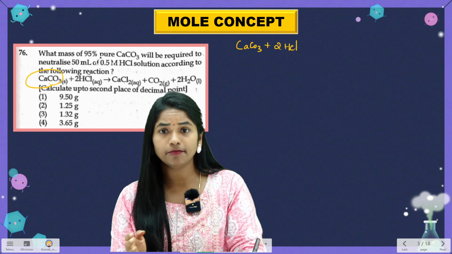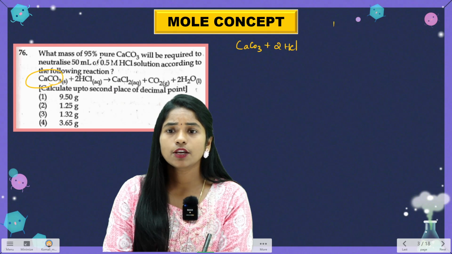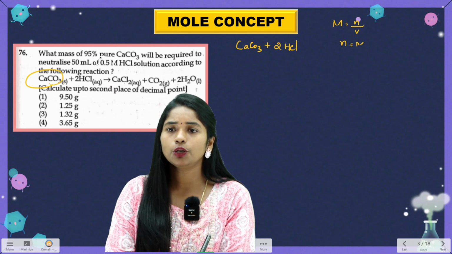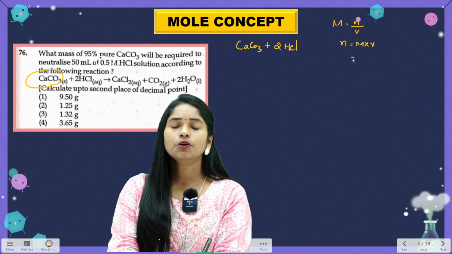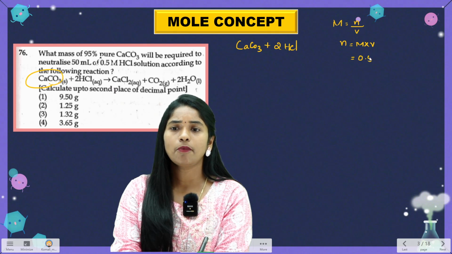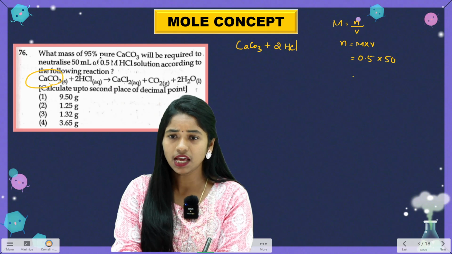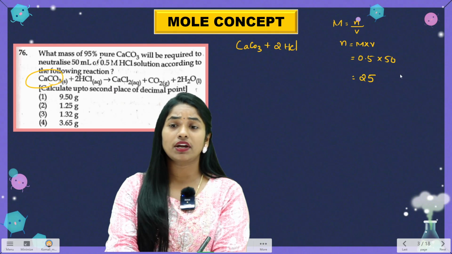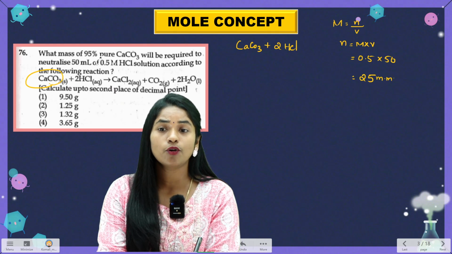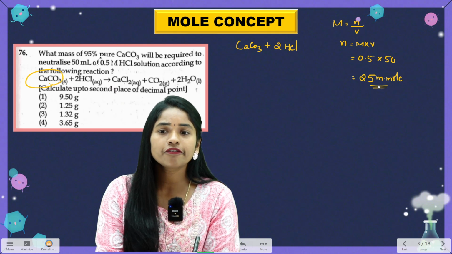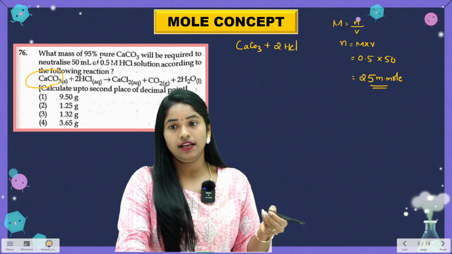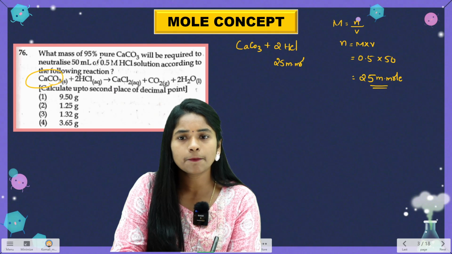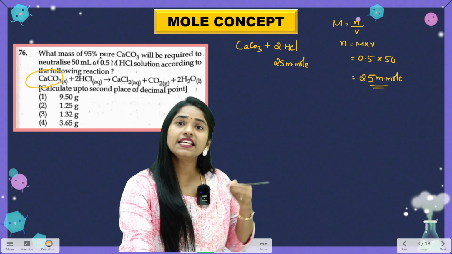is 0.5 molar. We all know molarity is equal to n by V, so number of moles is equal to molarity into volume. What is the molarity as per the given question? 0.5, and volume is 50. Then we will be getting 25. Here volume is in milliliters, so what I am getting here is millimoles. This is the number of moles of what? HCl.